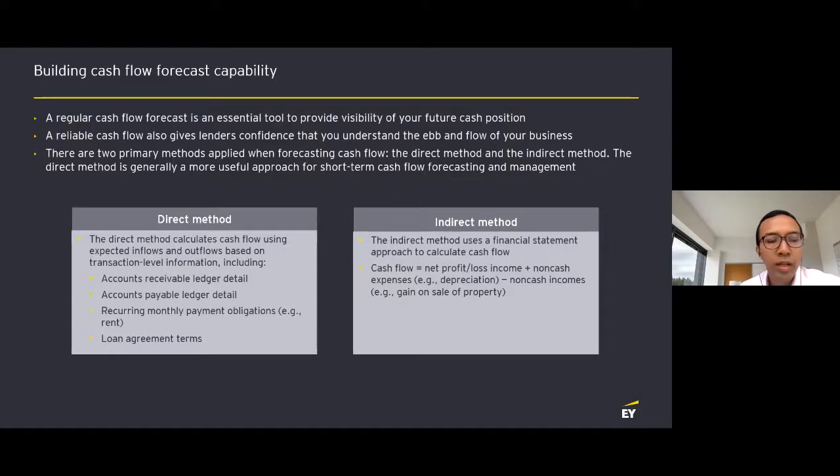Generally, we've got two primary methodologies, direct and indirect. In the market, we often see that when it comes to fundraising, we typically use the indirect method. But for more detailed short-term cash flow forecasting and management, the direct method is preferred because it has the details at ledger level on the receivables, payables, as well as the monthly payment obligations that you ought to monitor on a daily basis.